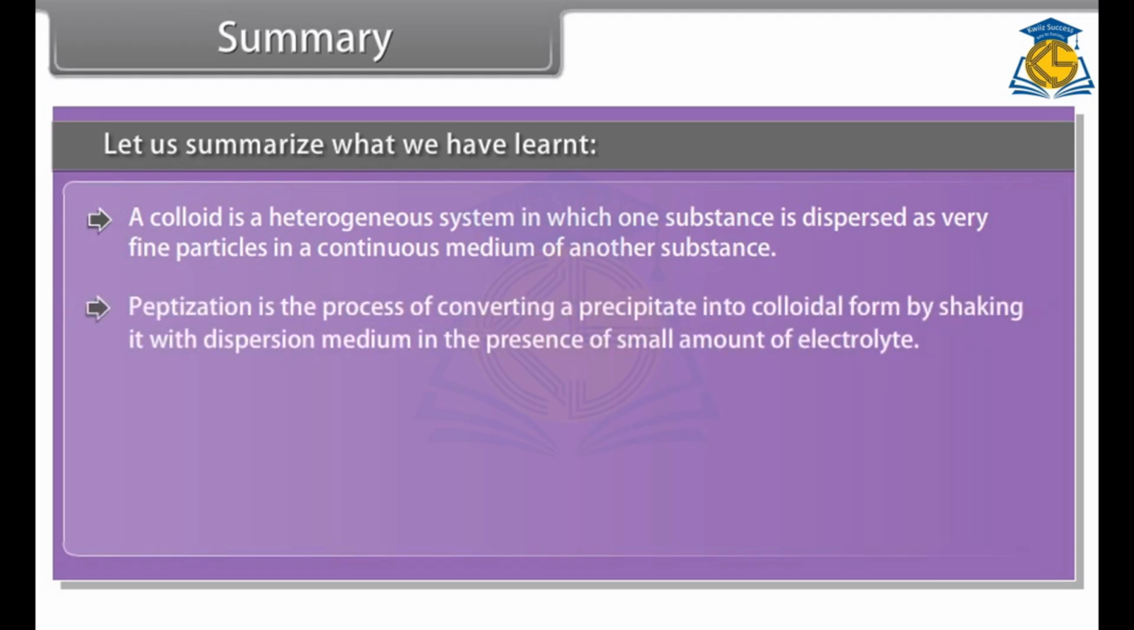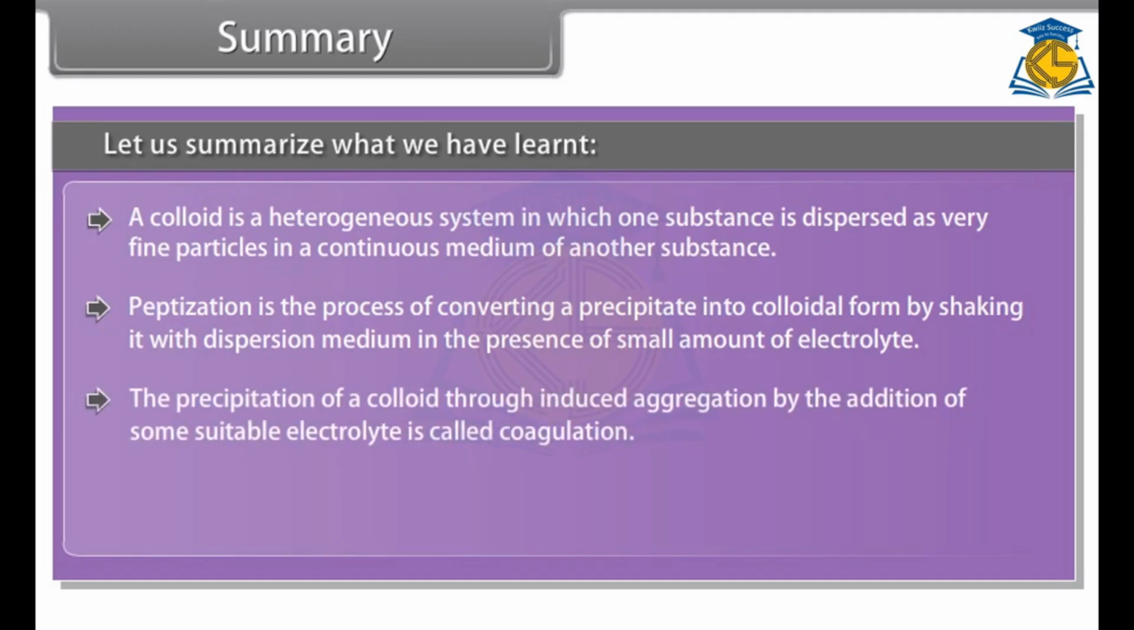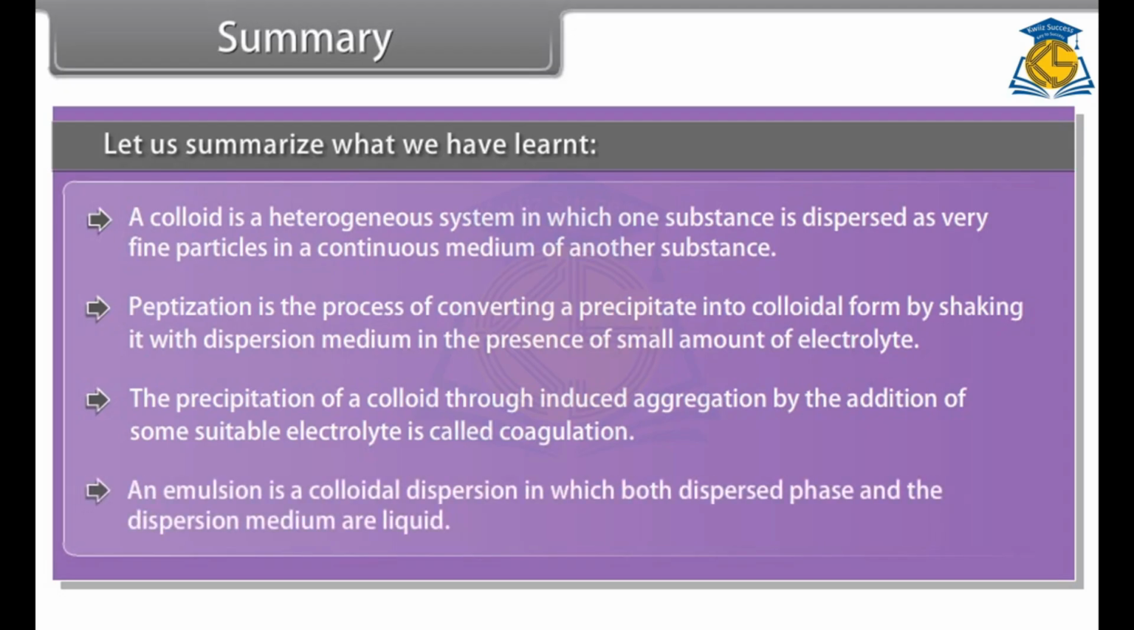Peptidization is the process of converting a precipitate into colloidal form by shaking it with dispersion medium in the presence of a small amount of electrolyte. The precipitation of a colloid through induced aggregation by the addition of some suitable electrolyte is called coagulation. An emulsion is a colloidal dispersion in which both the dispersed phase and the dispersion medium are liquid.